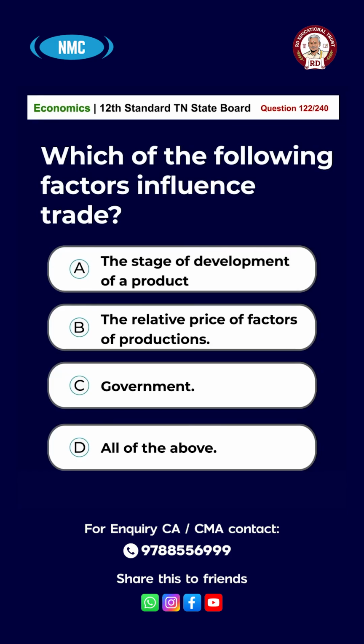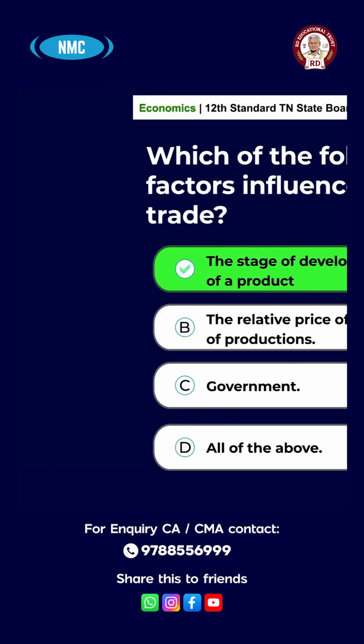Question number 122. Which of the following factors influence trade? Option A. The stage of development of a product. Option B. The relative price of factors of production. Option C. Government. Option D. All the above. The answer is option A. The stage of development of a product.